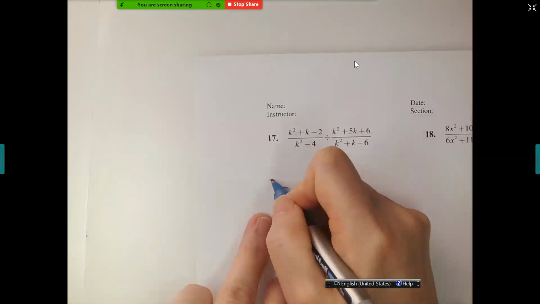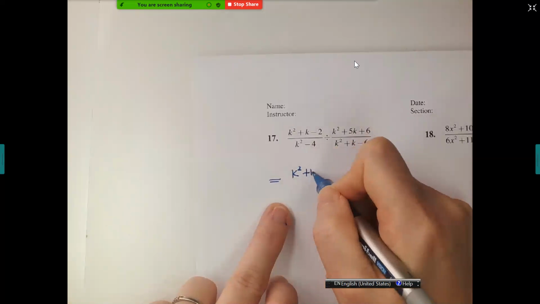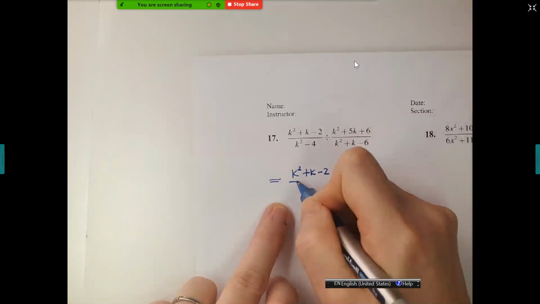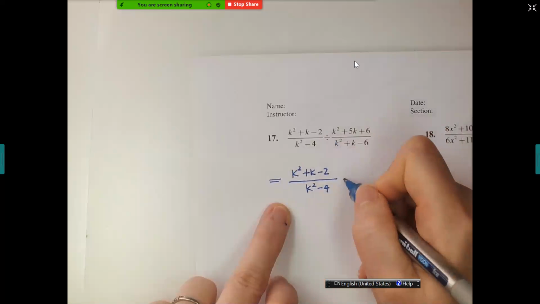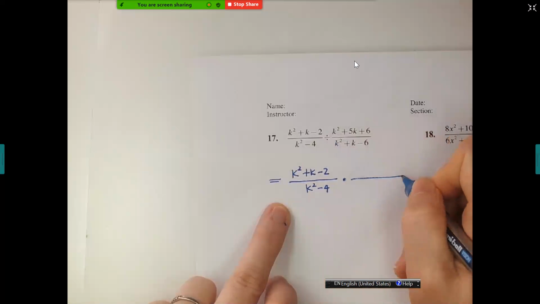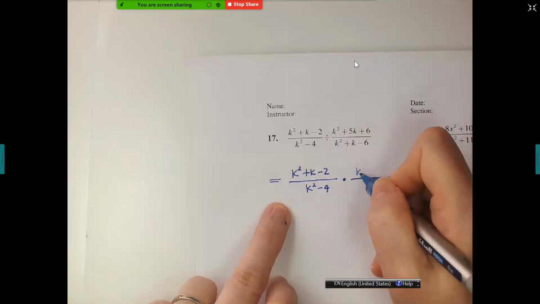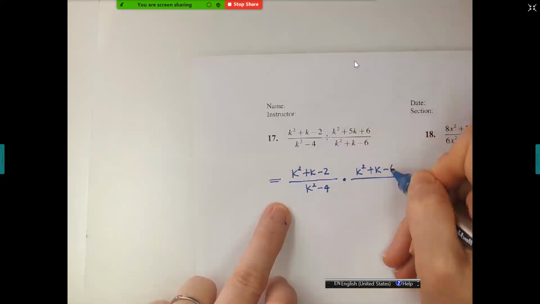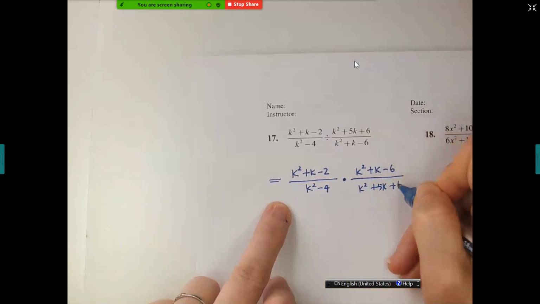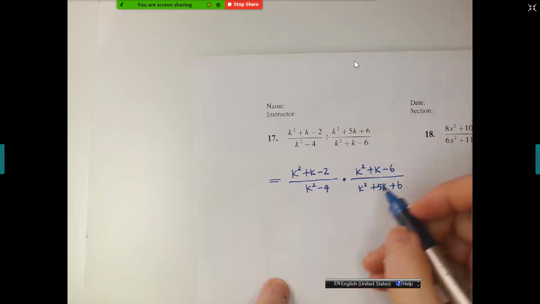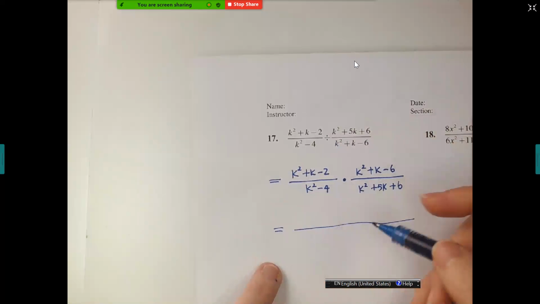What do we do? Keep the first one, (k squared plus k minus 2) over (k squared minus 4). Divide turns into multiply, and then flip the second one. So this step, do not skip it. K squared plus k minus 6 on the top, k squared plus 5k plus 6 on the bottom. And the next step here, I'll say you do not need to rewrite them, so you can just directly try to factor them.